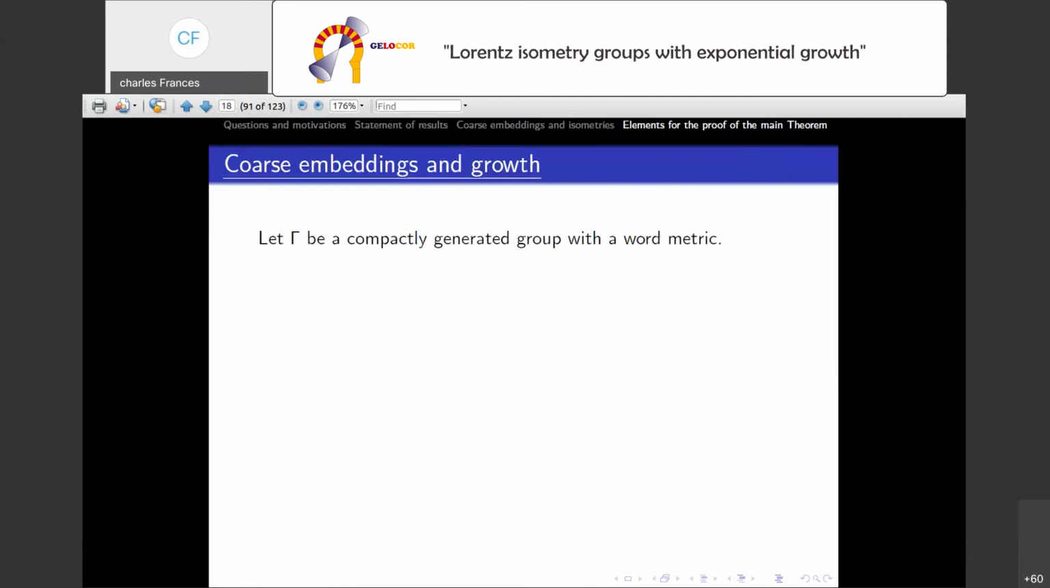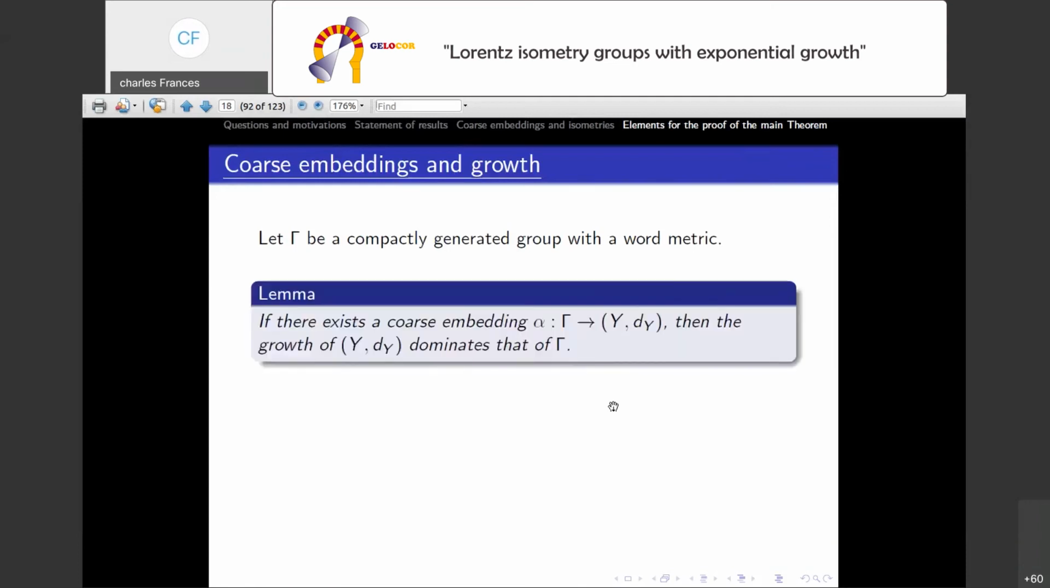The most basic one is growth. So you start with a compactly generated group gamma with a word metric. And if you can coarsely embed gamma in a nice metric space, then the growth of the target space dominates the growth of gamma. It means that, for instance, if Y has polynomial growth, then gamma cannot have exponential growth.